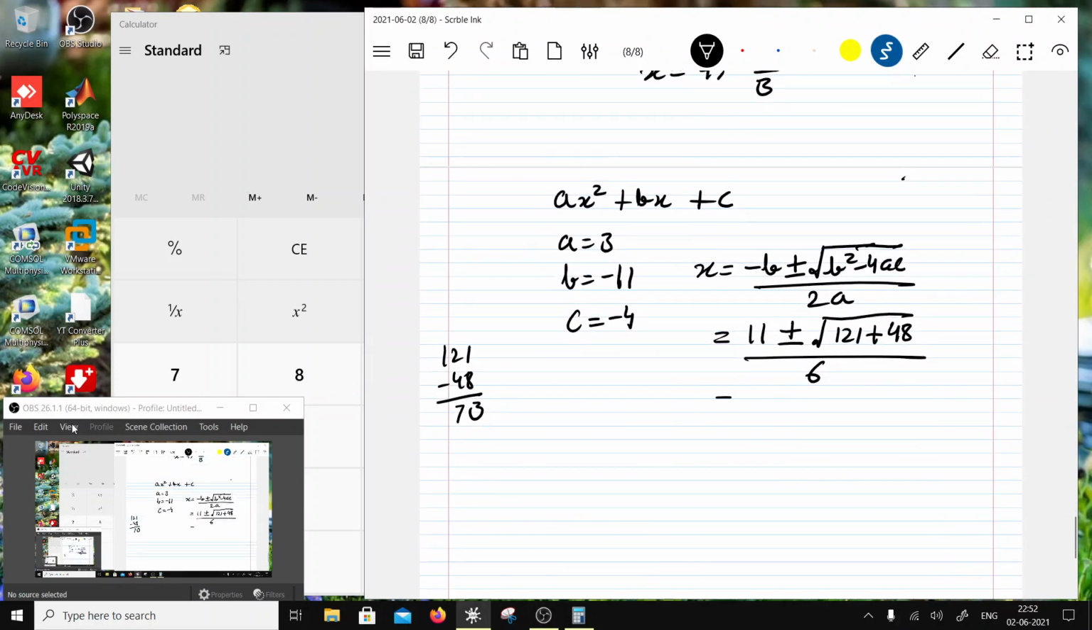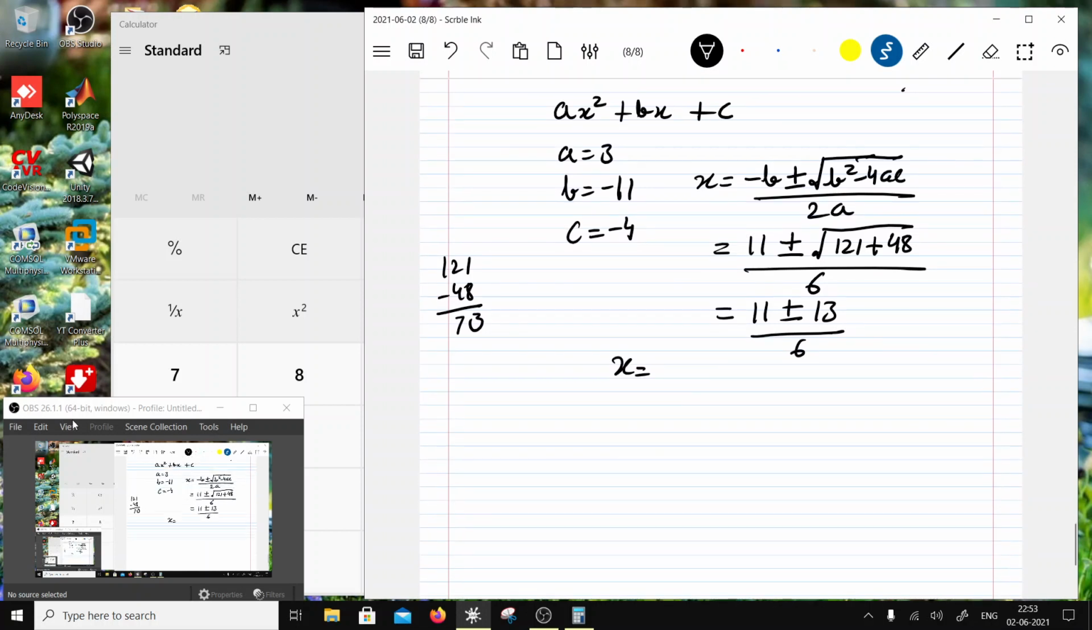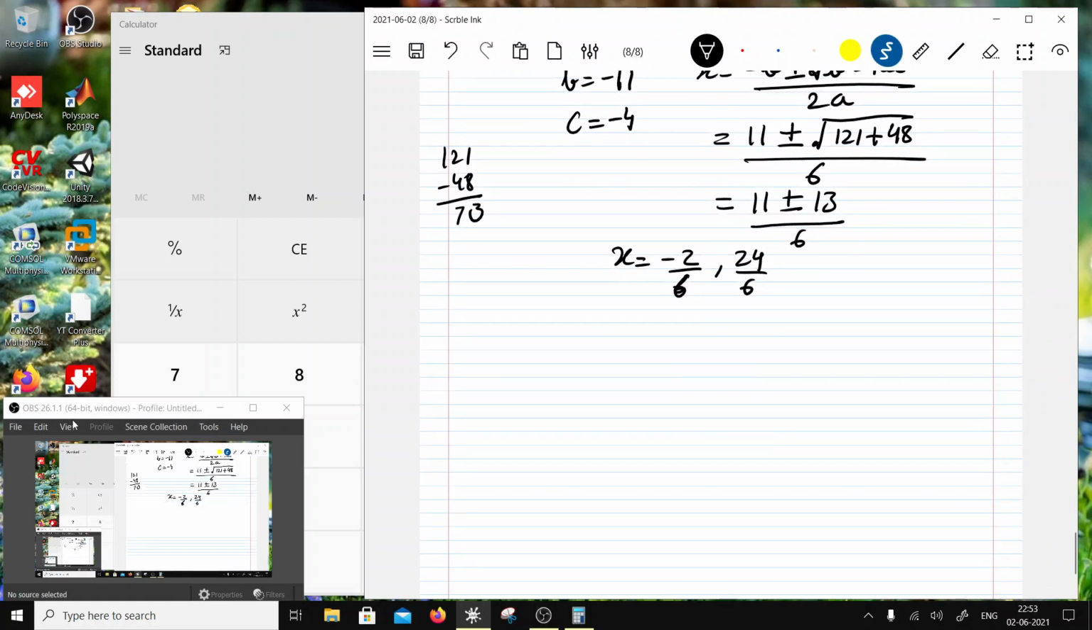So now this will be equal to 11 plus minus root of 169, which is 13, by 6. So the answer is x: 11 minus 13 is minus 2 by 6. That's one answer. And then 11 plus 13 is 24 by 6. That's another answer. So basically this would be minus 1 by 3 and then 4.